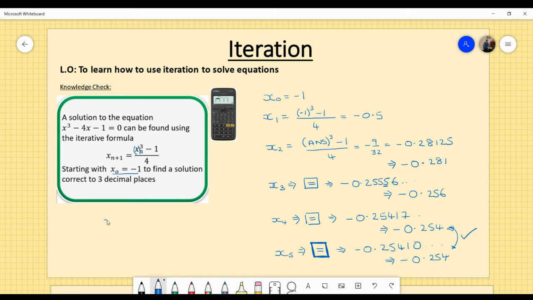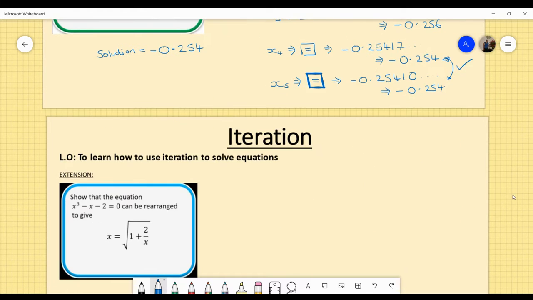So we are done, and our solution at this point then to that equation, which remember is an estimate because it's not an exact solution, it's to 3 decimal places, is -0.254. Okay, so hopefully that's recapped how to use iteration.